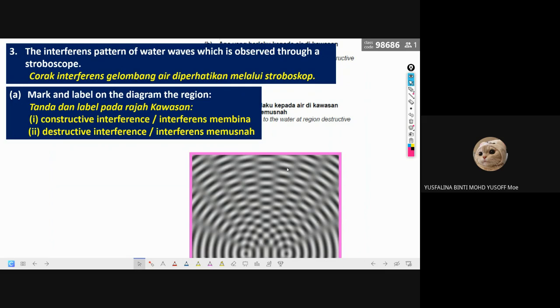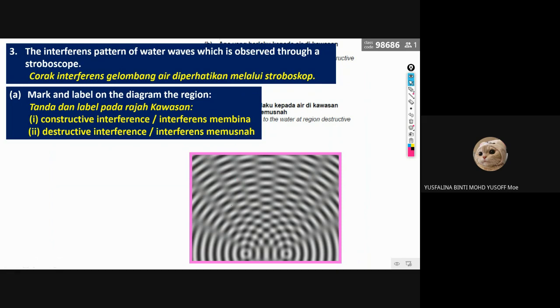Now here you can see this one they use the stroboscope, and you can see there is a line here, right? It's just like a line here. This one is actually the antinodal line. So that is the antinodal line. Here what you have to do is mark on the diagram the region where the constructive interference occurs.